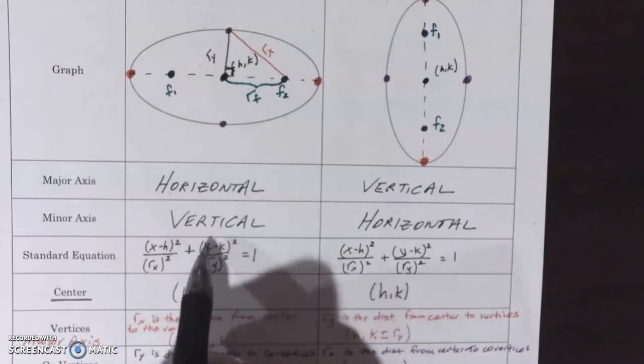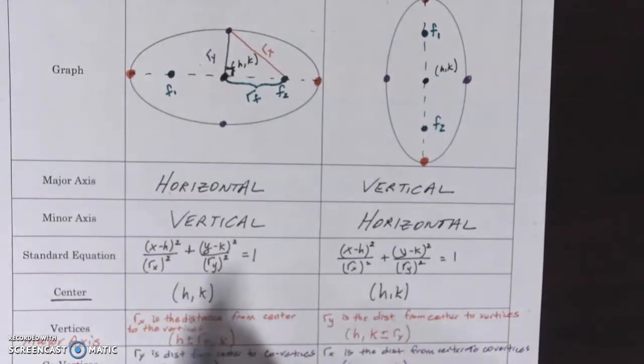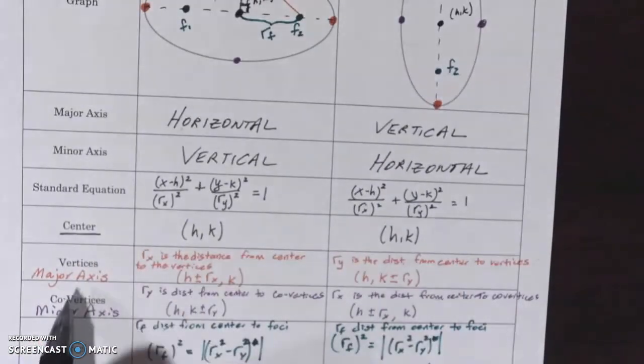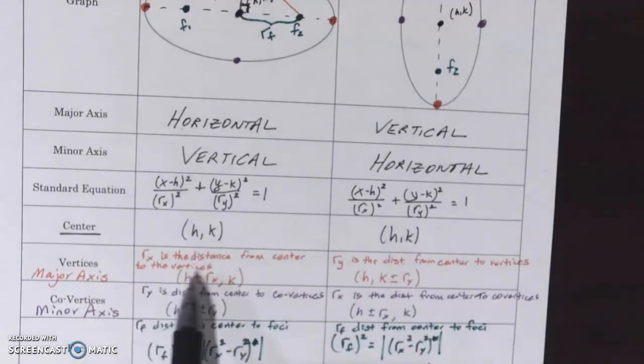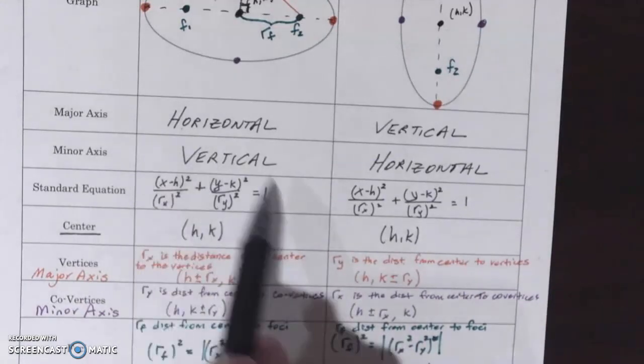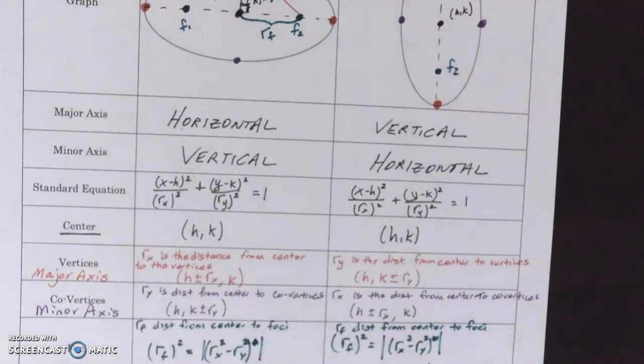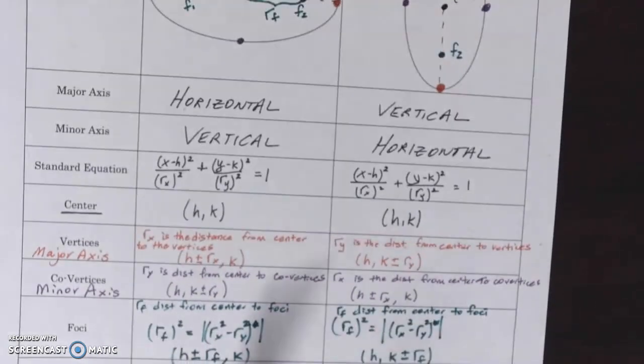Okay, so standard equation. How do I find the center? What's the definition of a vertex? Oh, it's always along the major axis. How would I find that? Well, one of these parts of the standard equation would give me the distance from the center to that. Same as the co-vertices. We do a little math to find the distance from the center to the foci, and we'd be able to plot them.